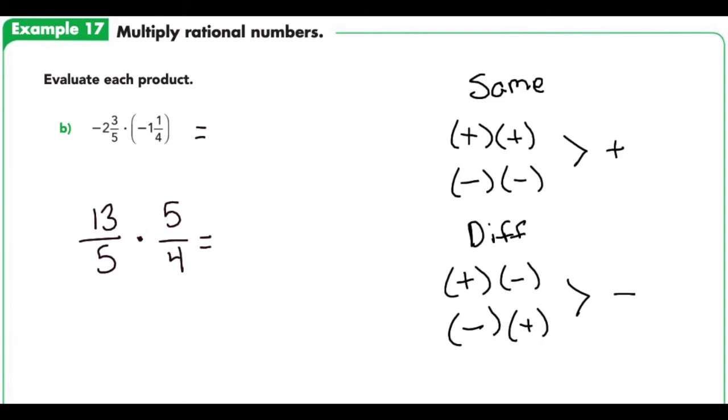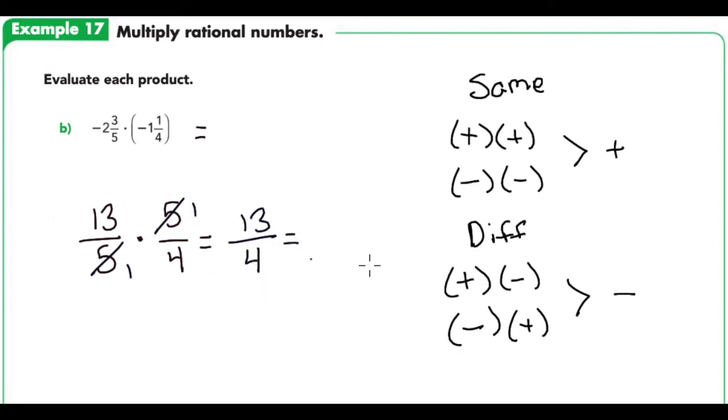Now before we multiply, we want to look and see, are there any numerators and denominators that share the same multiples? And we know that 5 and 5 are the same, so those both become 1s. There are no more common multiples between numerators and denominators, so we can multiply across. 13 times 1 is 13. 1 times 4 is 4.